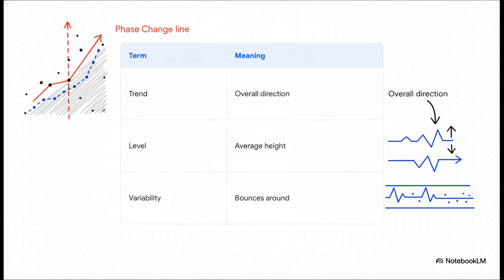To really analyze that story, you need these key terms. We use a phase change line. That's a vertical line right on the graph to mark exactly when we started a new intervention. Then we look at the trend. Is the overall direction heading up or down? We check the level. What's the average height? Did we go from high aggression down to low aggression? And finally, variability. How stable is it? Is it super consistent, or is the data bouncing around wildly?